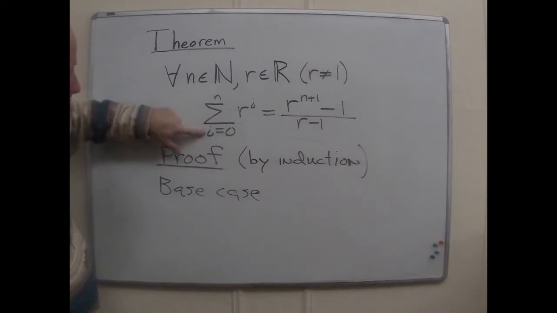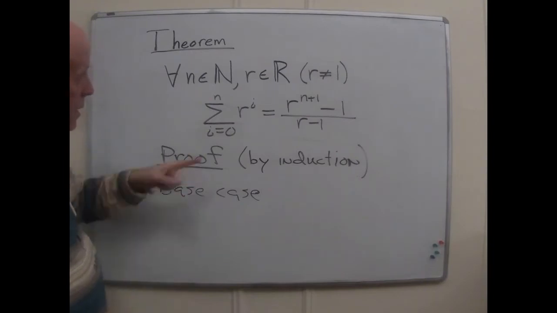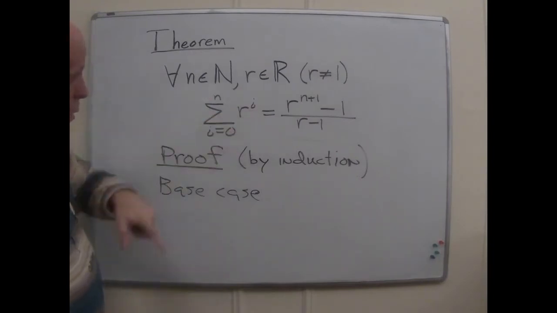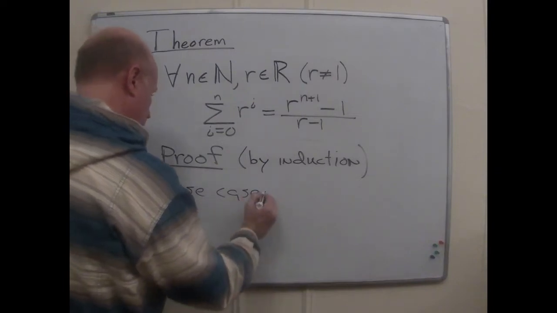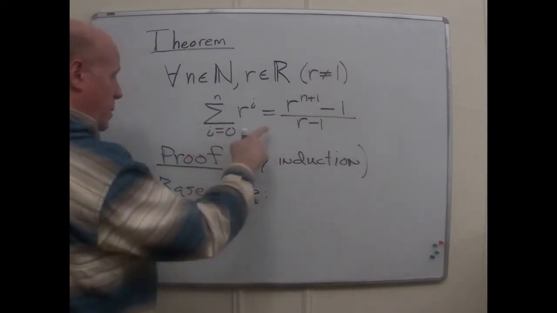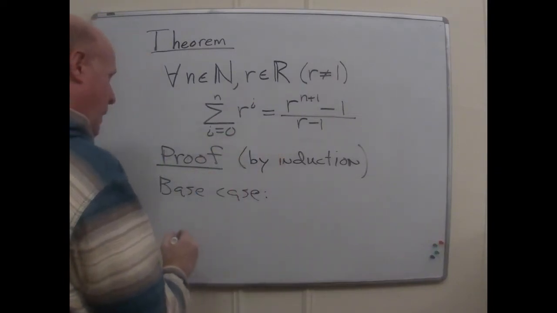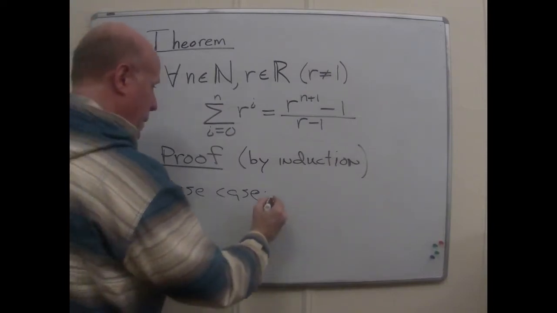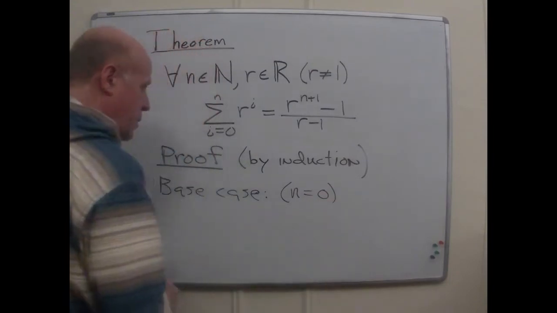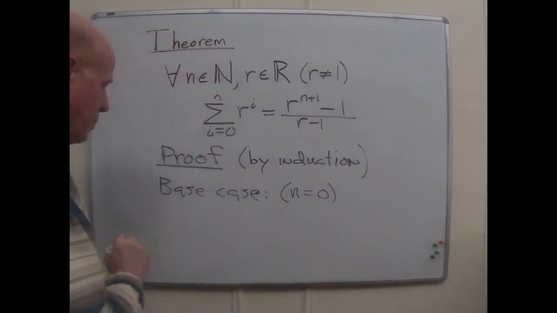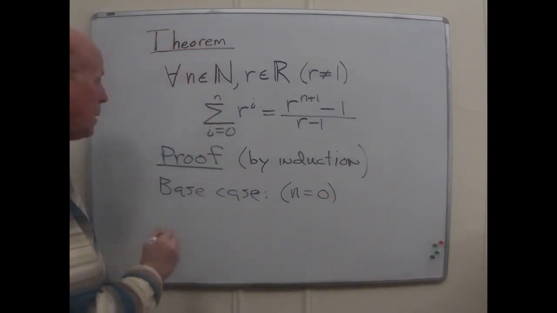That would be the sum from 0 to 0. In other words, it's just got one item in it, and that item is r to the 0 power. So in doing the base case, you're just going to verify that the sum is equal to the formula for n equals 0. So yeah, the base case is n equals 0 in this particular instance. There can be other things, but this time it's n equals 0.